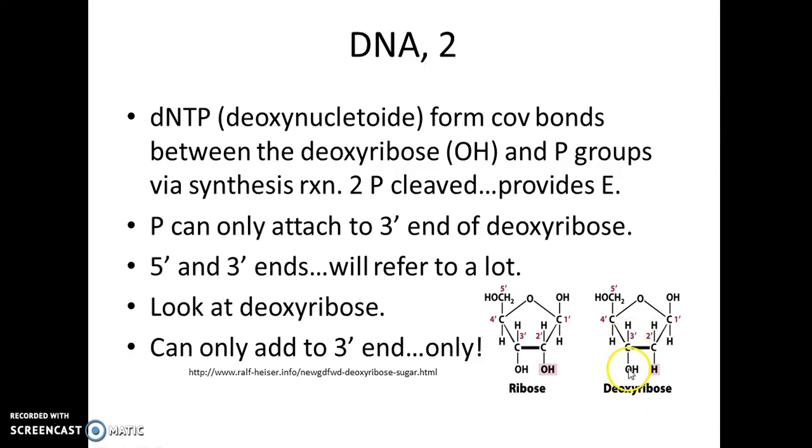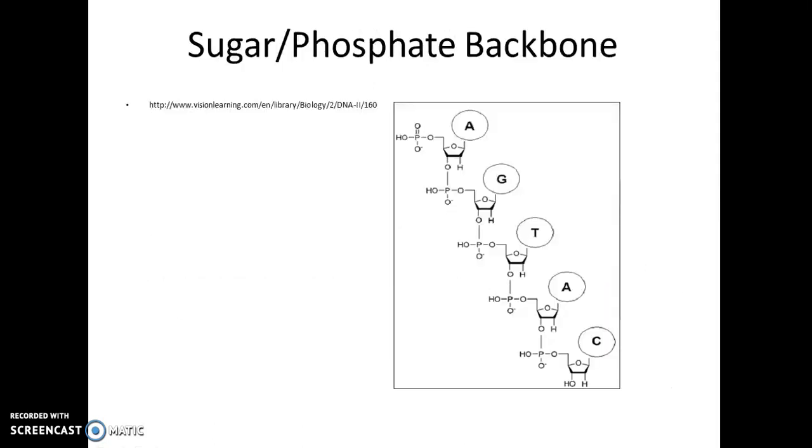We can only add DNA bases or deoxynucleotides to the 3' carbon down here. We can't add it to the 5' carbon. When this right here has no DNA bases above it, this is the 5' end. When there are no bases below this carbon, that is the 3' end. But you need to remember, and this is so very important, that DNA can only be added to the 3' carbon. So now you know about the 5' and the 3' end.